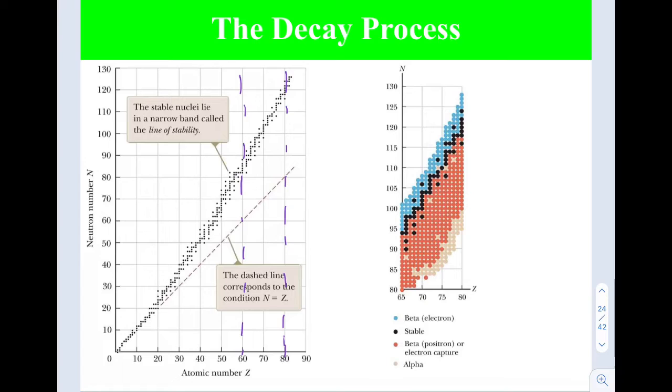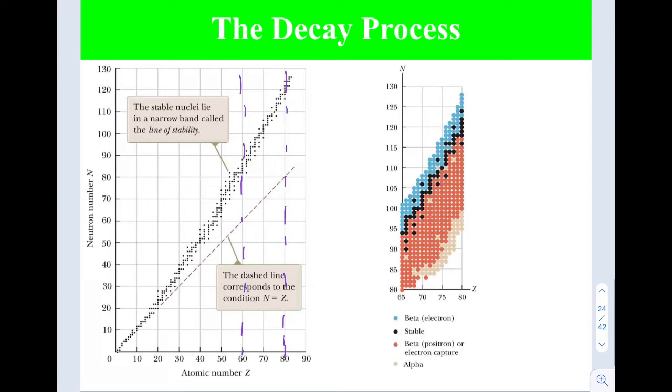For the peach color here, or slightly orange, they tend to release beta positron, or another option is electron capture. What is electron capture? Madam will discuss it in detail after this. And for the light color nuclei here, they tend to release alpha particles.